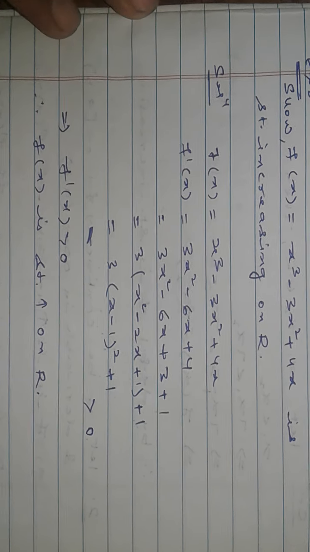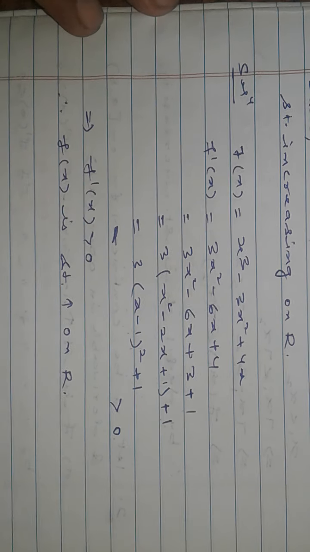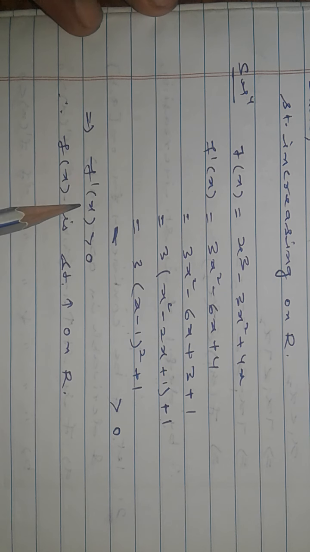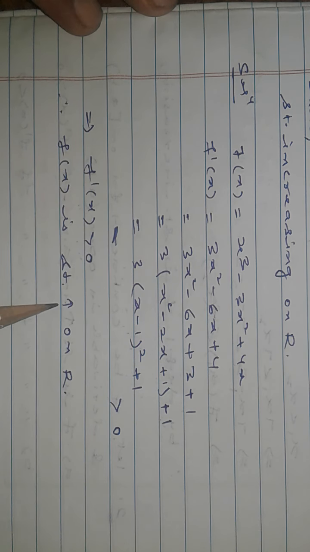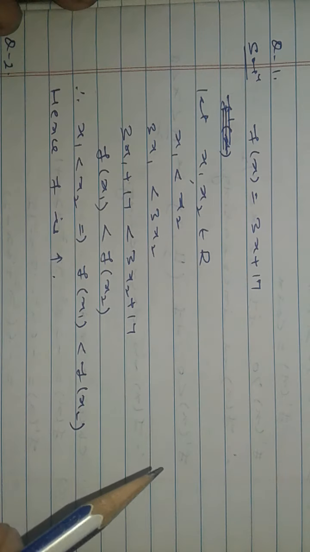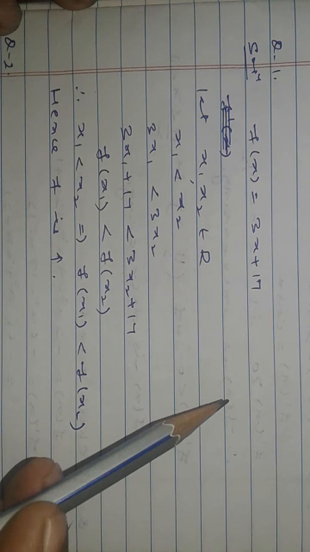So what we have done, f dash x is greater than 0. So by our definition, if derivative of function is positive, greater than 0, then the function is strictly increasing on R. Now we do some exercise questions.